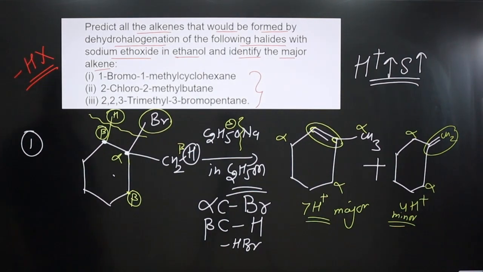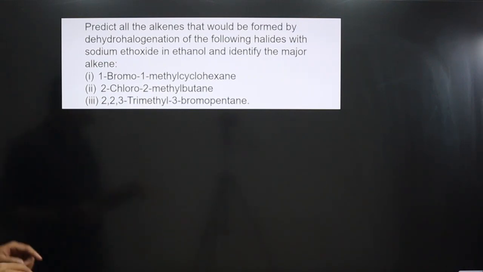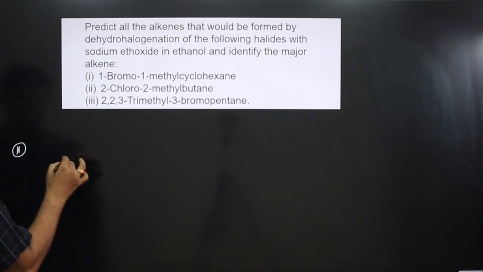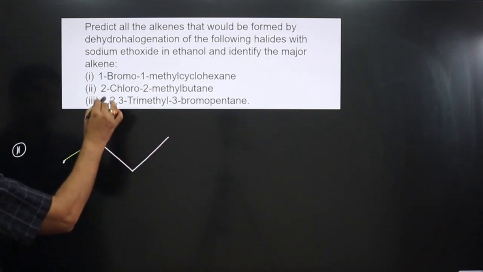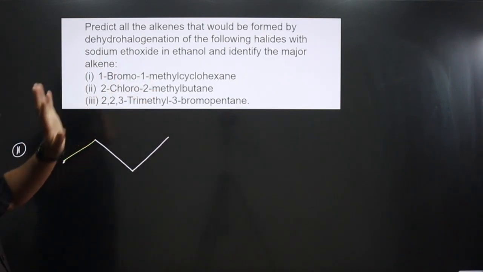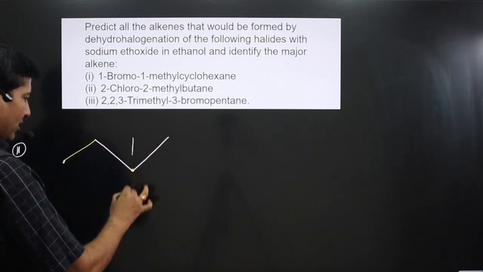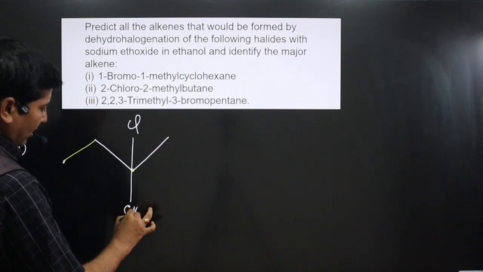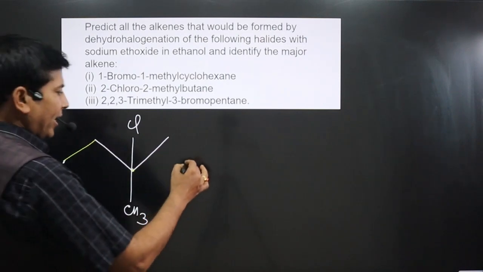Move on to the next reaction. We have 2-chloro 2-methyl butane. You can see we have a straight chain butane. Let me write it: first carbon, second carbon, third carbon, and fourth carbon. It says 2-chloro 2-methyl, so to the second carbon Cl is attached, and a methyl group is also attached. So I mention this is Cl, and this is CH3. Again the same reagent is there.